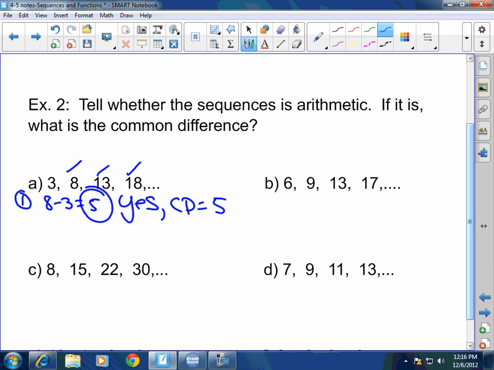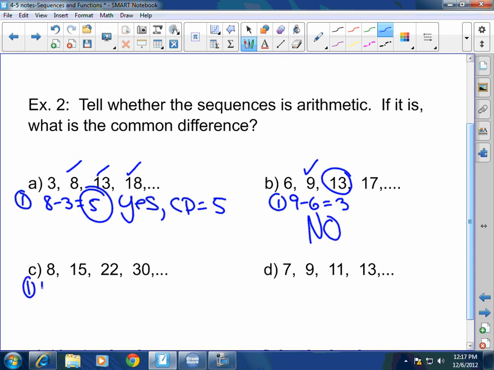We've already said that. Then it would be not an arithmetic sequence and not a geometric sequence. Okay, let's do our test here. What's 9 minus 6? What's 6 plus 3? What's 9 plus 3? Oh, that's not 12. So this is not arithmetic.